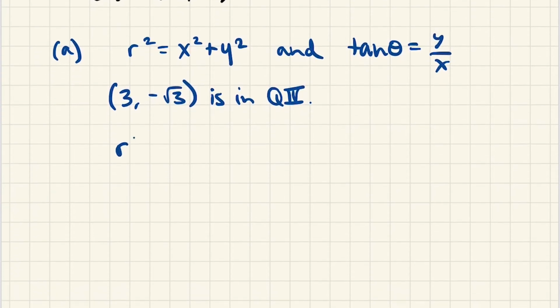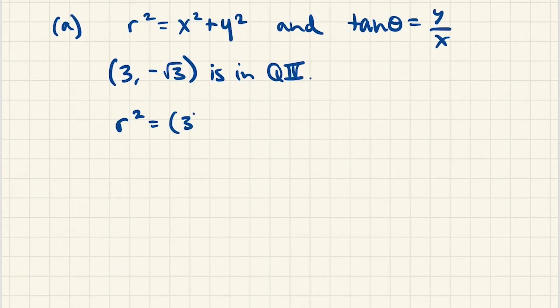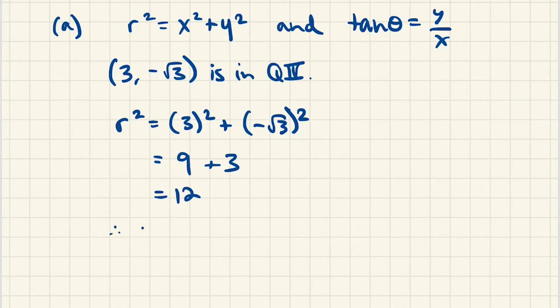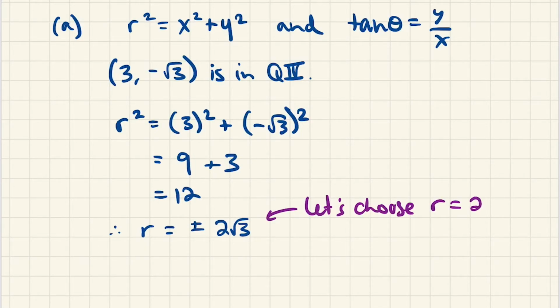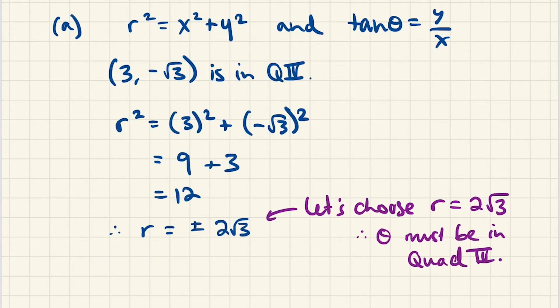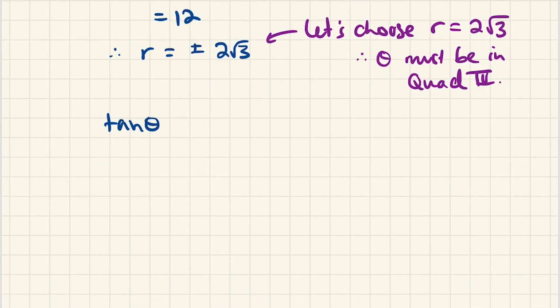So r squared is x squared plus y squared. Okay, so that would be 9 plus 3, which is 12. So we can choose r to be whatever you want, plus or minus the square root of 12. Okay, and let's just choose r to be the positive version of this. So therefore, theta must be in quadrant 4.